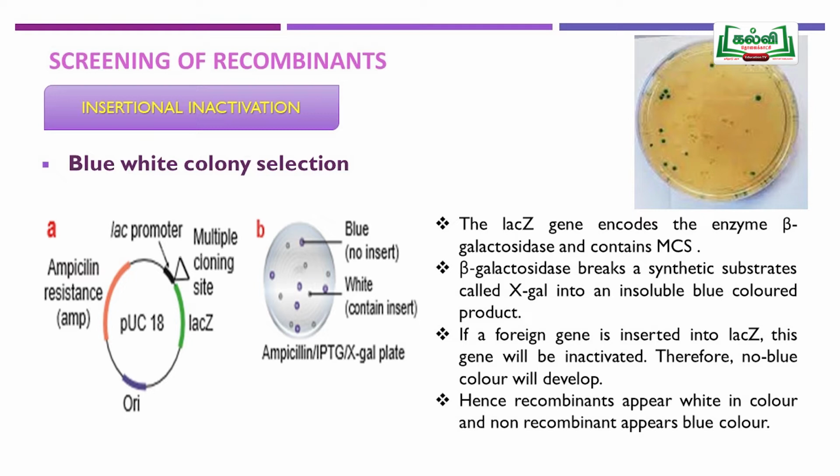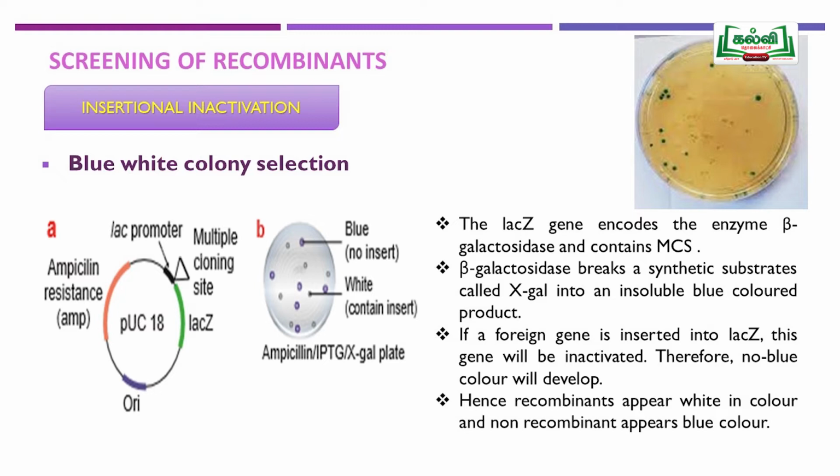In this plasmid, a very specific gene is introduced, and that gene is the lacZ gene. Why do we use the lacZ gene here? Because the lacZ gene contains a multiple cloning site for certain restriction enzymes, so many restriction endonucleases may be used at this site. Another important thing is that it codes an enzyme called beta-galactosidase.